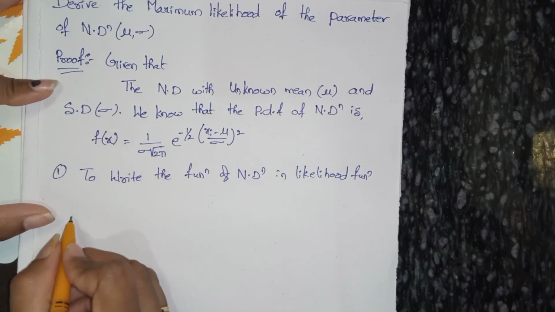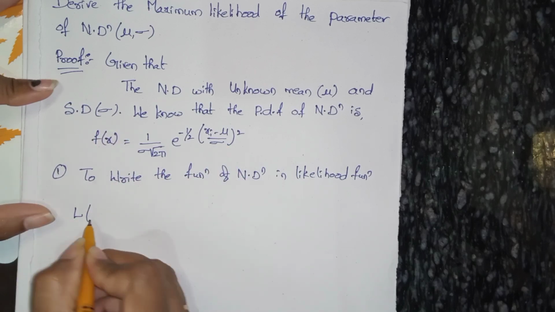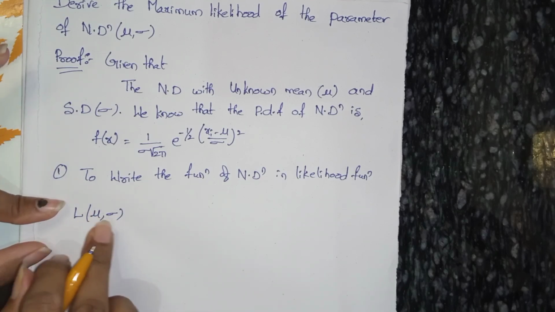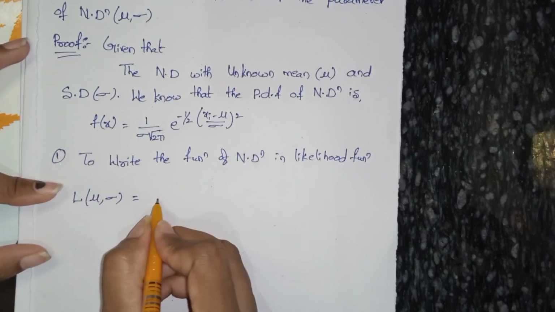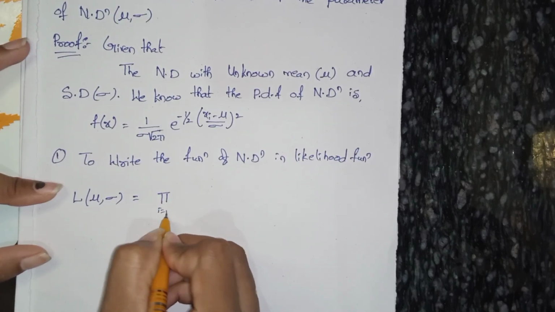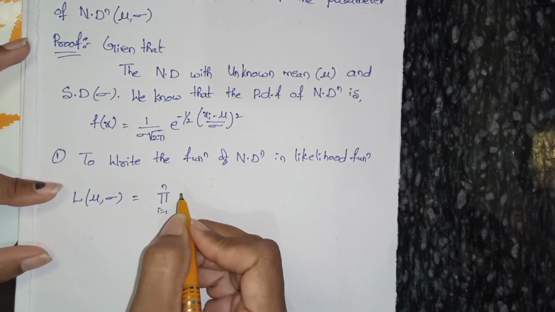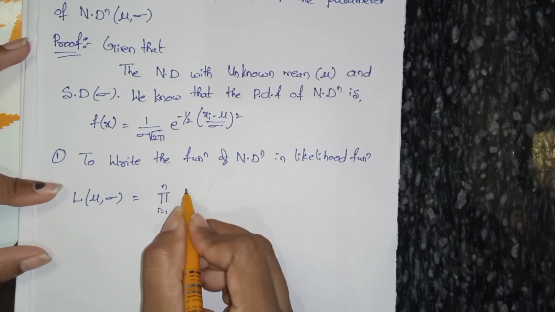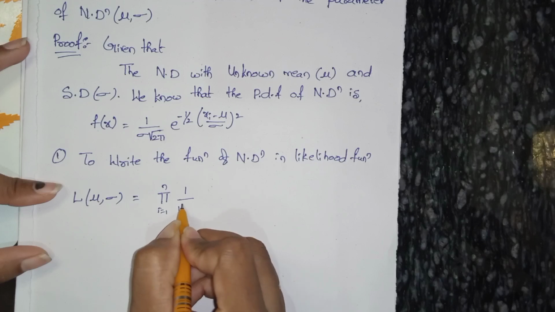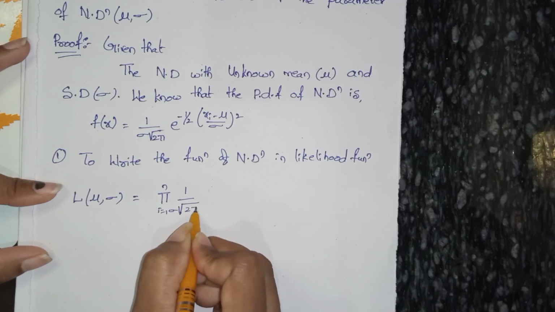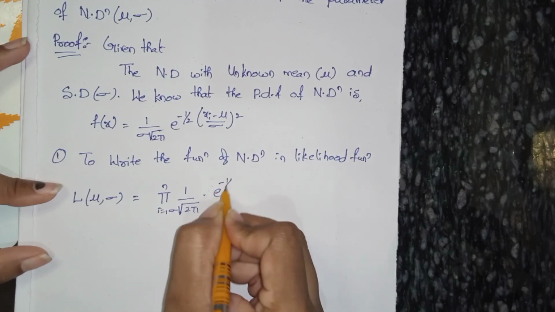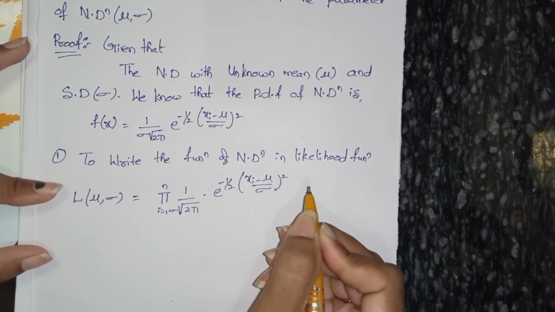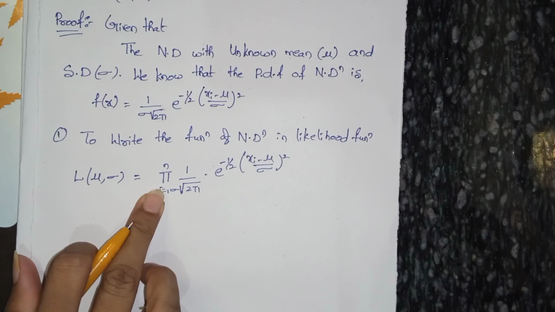In place of f of x we have to write L, that means the likelihood function of mu comma sigma. That means we are going to find these two terms, equals pi. Pi indicates that when the terms are in multiplicative format we can use this pi symbol. Pi of 1 by sigma root 2 pi into e to the power of minus 1 by 2 into (xi minus mu by sigma) whole square.